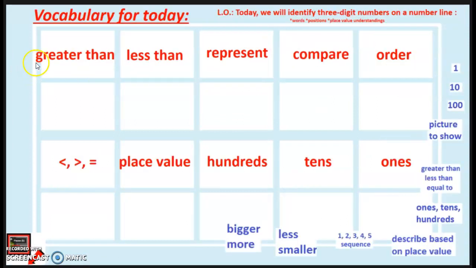Our vocabulary for today will be greater than, less than, represent, compare, order, our symbols, place value, hundreds, tens, ones. Pause this video and then match the blue words to the red words. Unpause and check your answers.